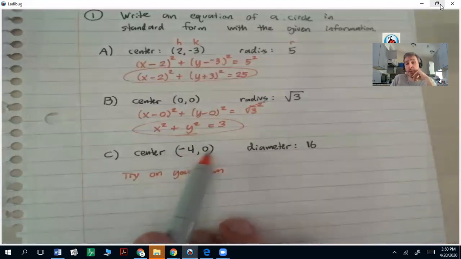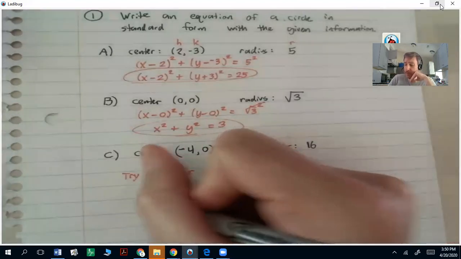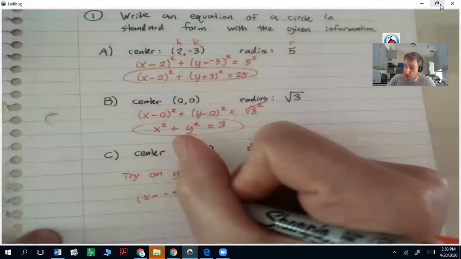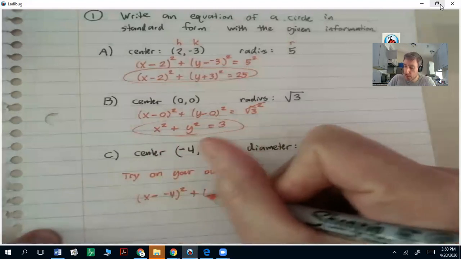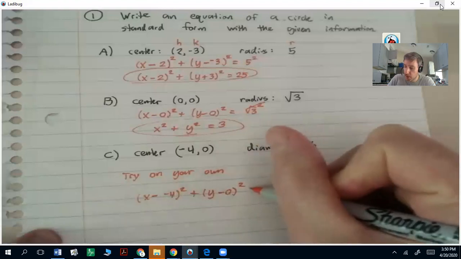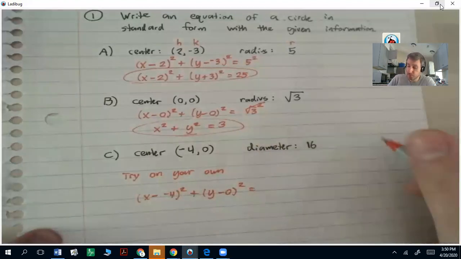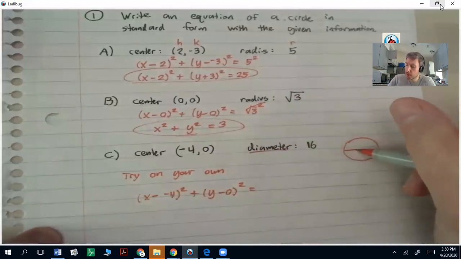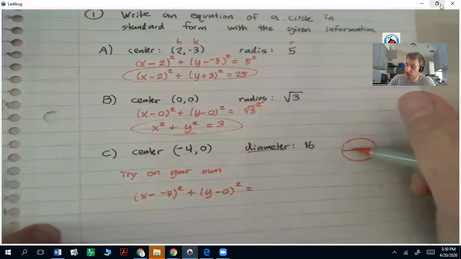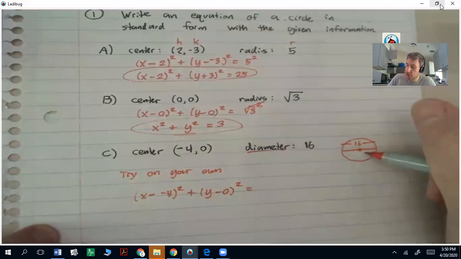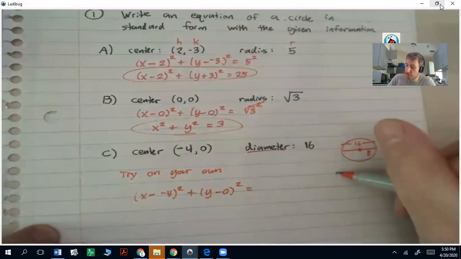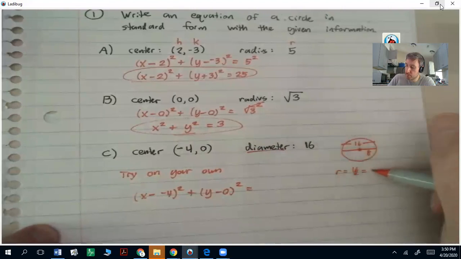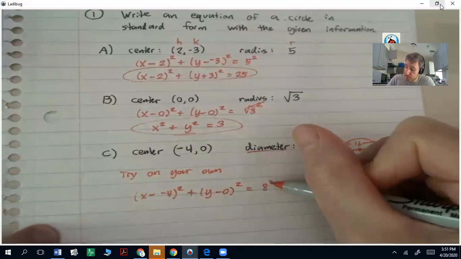If the center is at -4, 0, then I'm going back into my equation. You'd say x minus -4 squared plus y minus 0 squared equals r squared. Well, I'm not given r, but what is the diameter? In a circle, the diameter is the complete distance across going through the center. So if I know my diameter is 16, then the radius should be half of that. So my radius is 8, and so I'm going to write 8 squared.